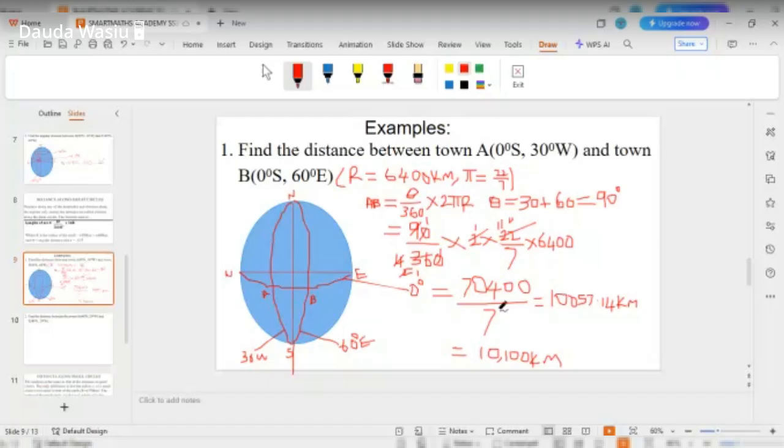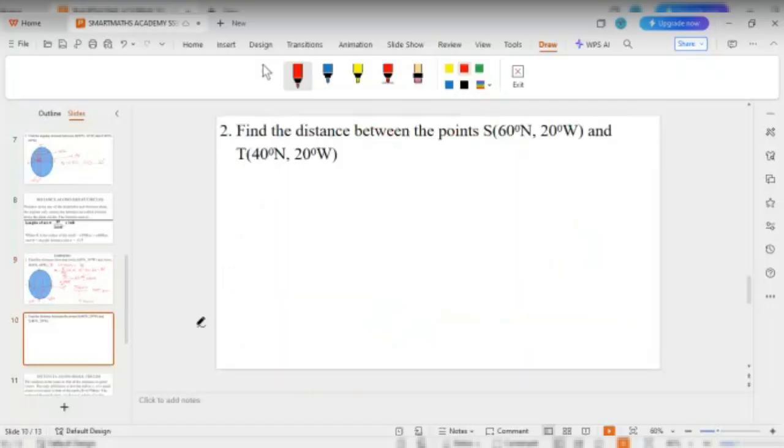Then let's try another example. So to make up the main part of the note that we uncover, let's move to the next question. Question 2 says find the distance between the point S of latitude 60 degrees north and 20 degrees west, and point T of latitude 40 degrees north and 20 degrees west. So let's try this example.